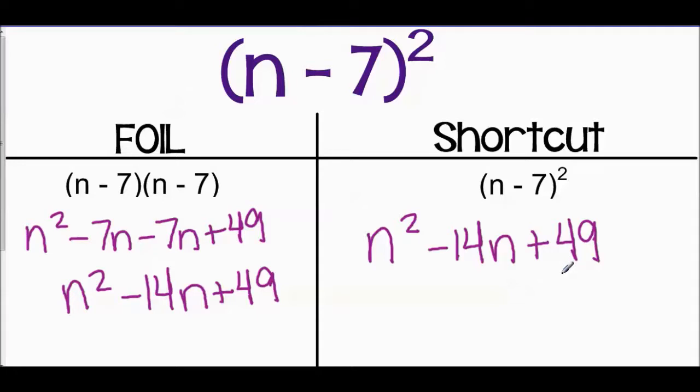However, like I said, if your brain is on overload and you cannot remember a single more rule, you can still FOIL it out, and then you're like, oh yeah, this is one of those special cases. I'm basically doubling the ab term, and then I'm squaring the first term and the last term. Either way, it definitely works.